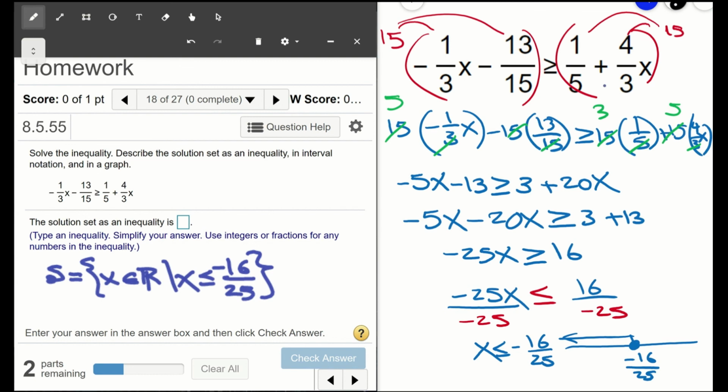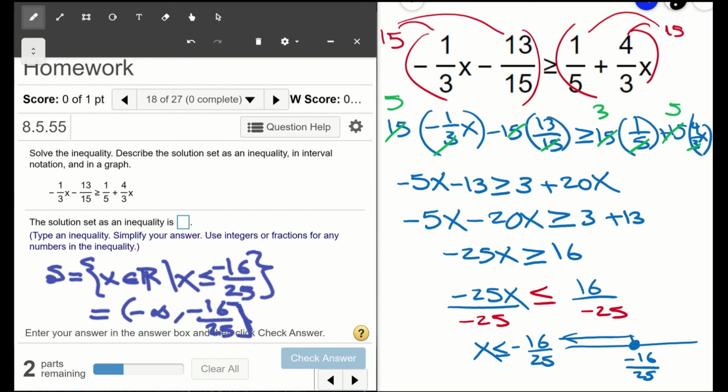And that's set builder notation. In interval notation, where does this interval begin? It has no beginning. How do we indicate that? Using parentheses negative infinity. And where does it end? It ends at negative 16 over 25. We're going to have to use a bracket because we want negative 16 over 25 to be included. Just make sure that you use that bracket, not parentheses.